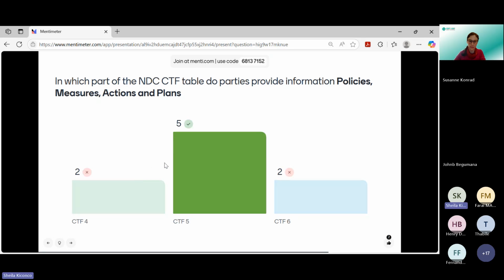Wow, I can see most of us have got it very right. So it is in CTF table 5. That's where we report information on policies, measures, actions, and plans. I know as we develop more of the NDC, of the BTR, we shall learn more about where some of the information required is in these tables.